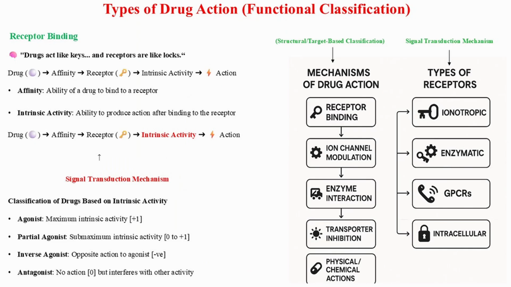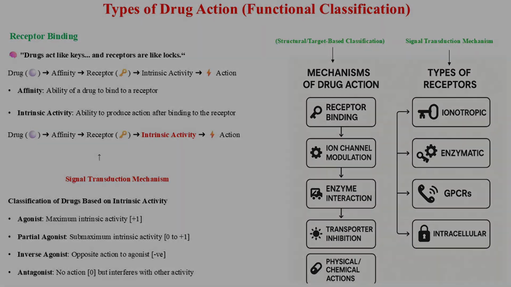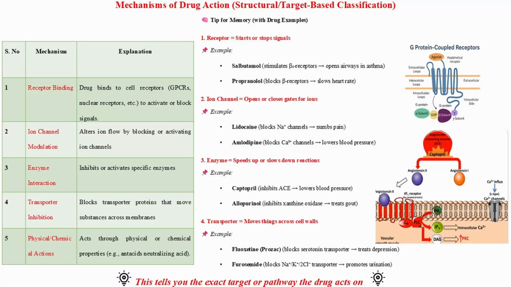So coming to the next one, physical or chemical actions. Some drugs don't need to bind to anything. They act through their physical or chemical nature. They might neutralize acid, bind toxins or draw water through osmosis. Now let's see a few examples.